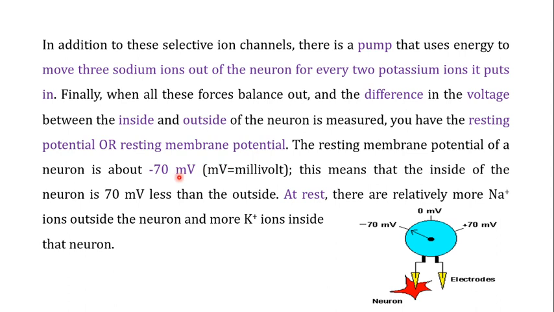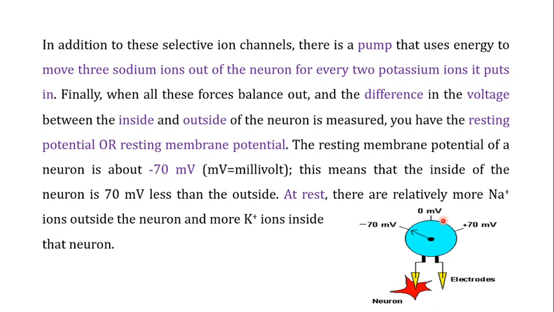As I've told you, the interior of the neuron is negatively charged, and the exterior of the neuron is positively charged. So when you talk about this resting membrane potential, it is actually minus 70 millivolt. What this minus 70 millivolt means is that the inside of the neuron is 70 millivolt less than the outside. Another important thing to keep in mind is that when the neuron is at rest, there are relatively more sodium ions outside of the neuron and more potassium ions inside that neuron.